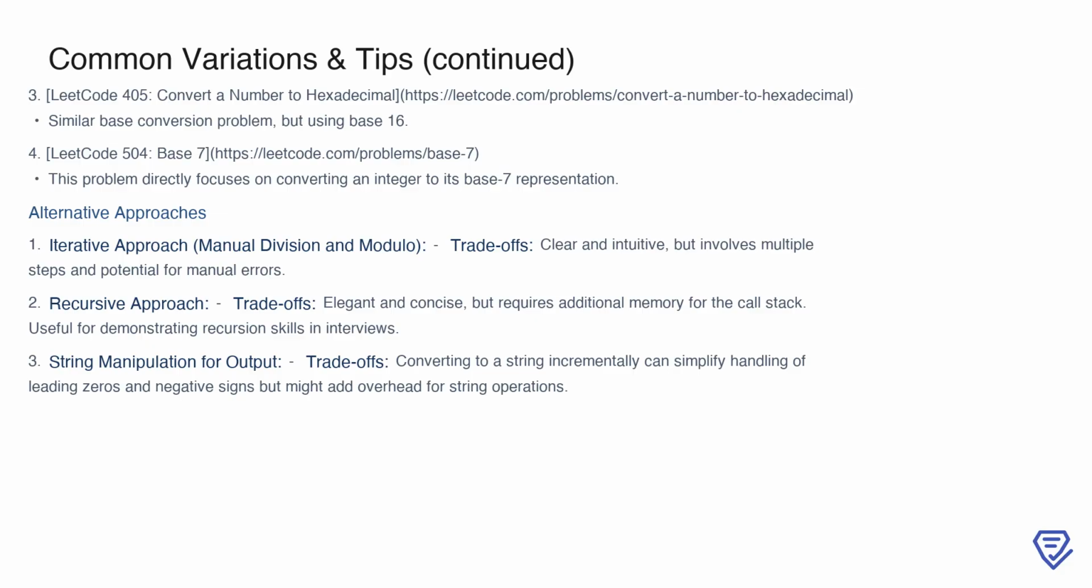Now, when it comes to alternative approaches, the iterative method, which uses manual division and modulo operations, is clear and intuitive. However, it can involve multiple steps and leave room for manual errors. The recursive approach, on the other hand, is elegant and concise but requires additional memory for the call stack, which can be a trade-off in certain scenarios. Finally, using string manipulation for the output can simplify handling leading zeros and negative signs, but it might add overhead due to the extra string operations. Understanding when to use each approach and their trade-offs can help you tailor your solution for both interviews and real-world applications.